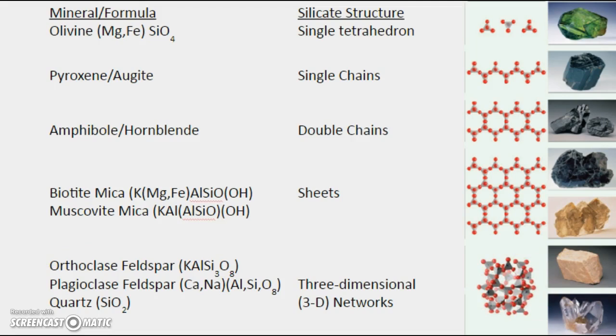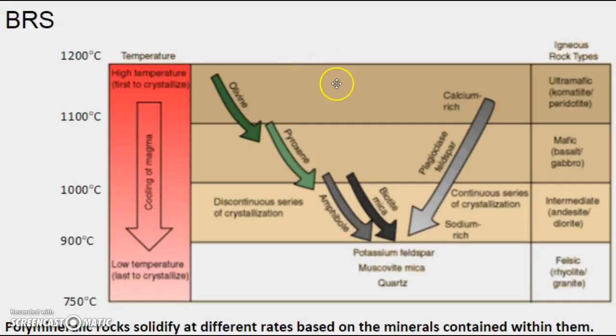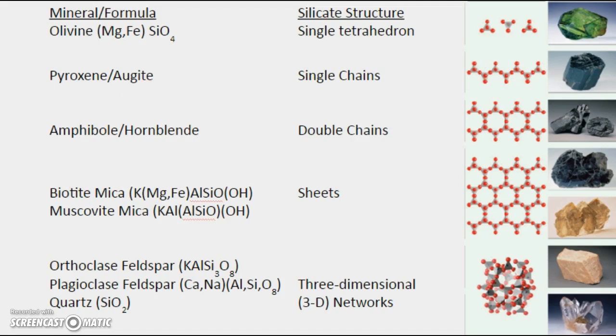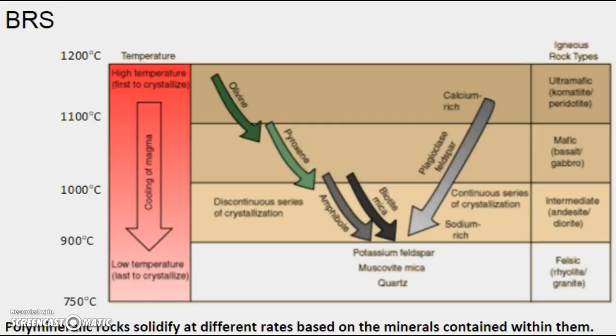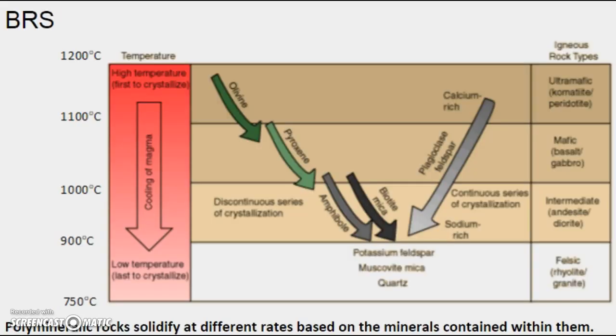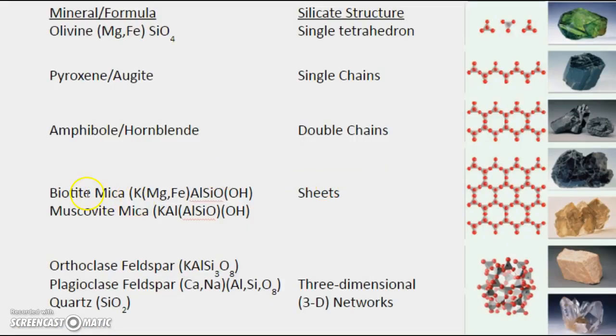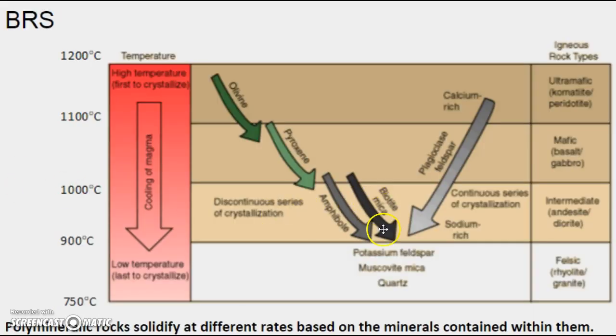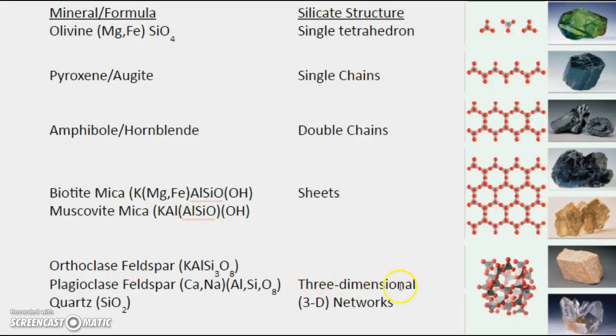So when I apply that to Bowen's reaction series, we can talk about single tetrahedra of this group right here, olivine. We can talk about your single chains of pyroxene. Right, here's your pyroxene. You're going to get double chains of amphibole. Bingo, we can apply that here. Amphibole here. We can get your sheet networks. Your sheets are a little bit more complex: biotite mica and muscovite mica. So here's my biotite mica. Here's my muscovite mica. And lastly, your most complex three-dimensional networks are going to be quartz and technically both of your feldspars.